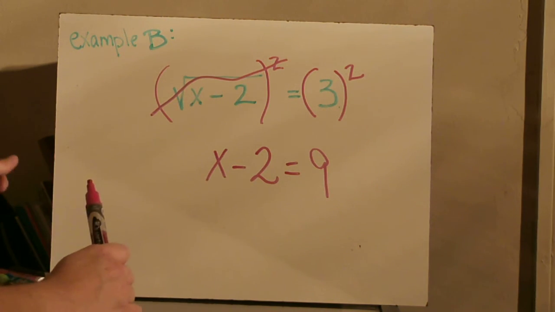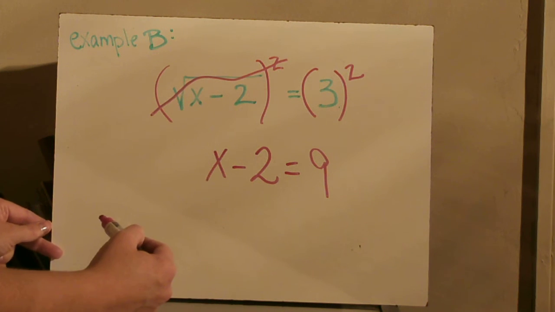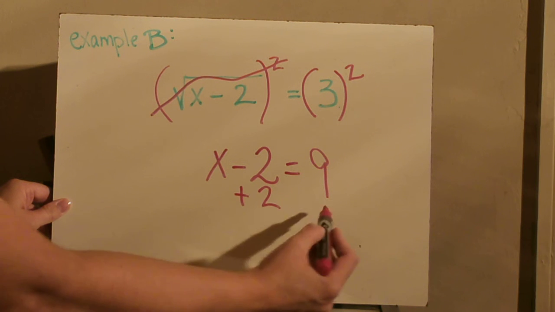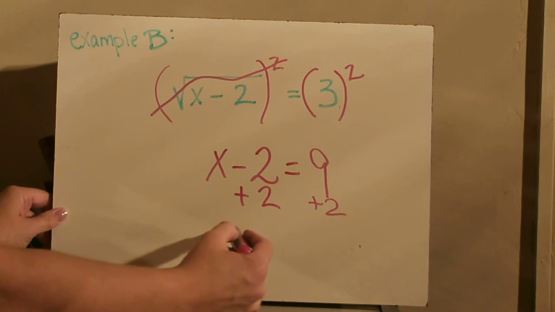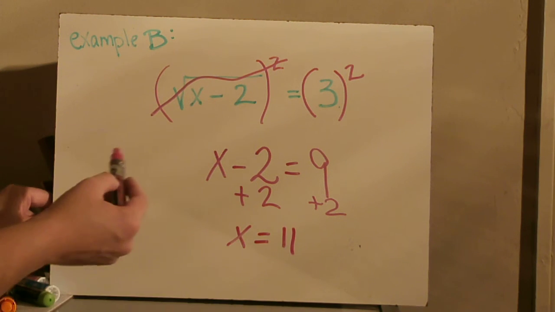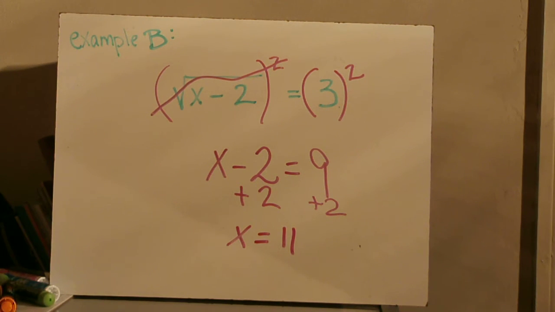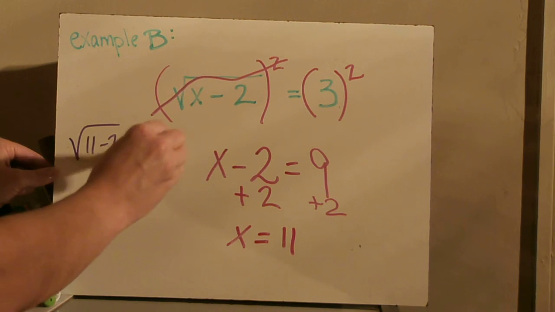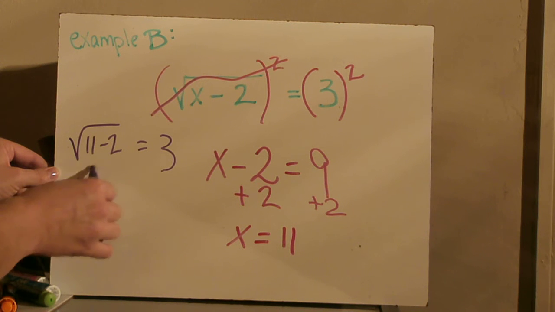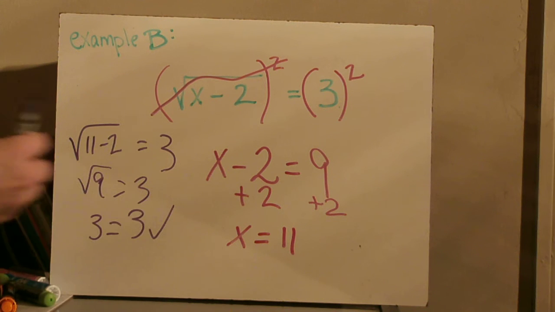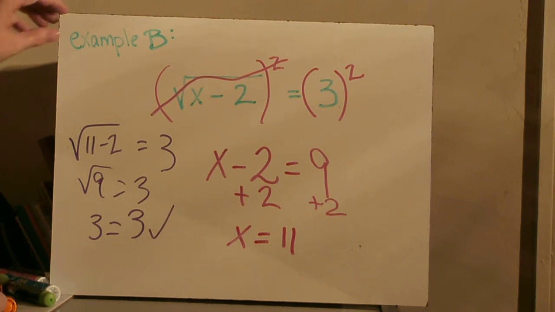Now notice we're not finished. We're still trying to solve for x. So now we need to use the inverse operation of addition to undo our subtraction, and we're left with x equals 11. And again, if we come back in and check our work, we have 11 minus 2 equals 9, and the square root of 9 equals 3. And 3 does equal 3. So that checks out, and that is our solution, x equals 11.